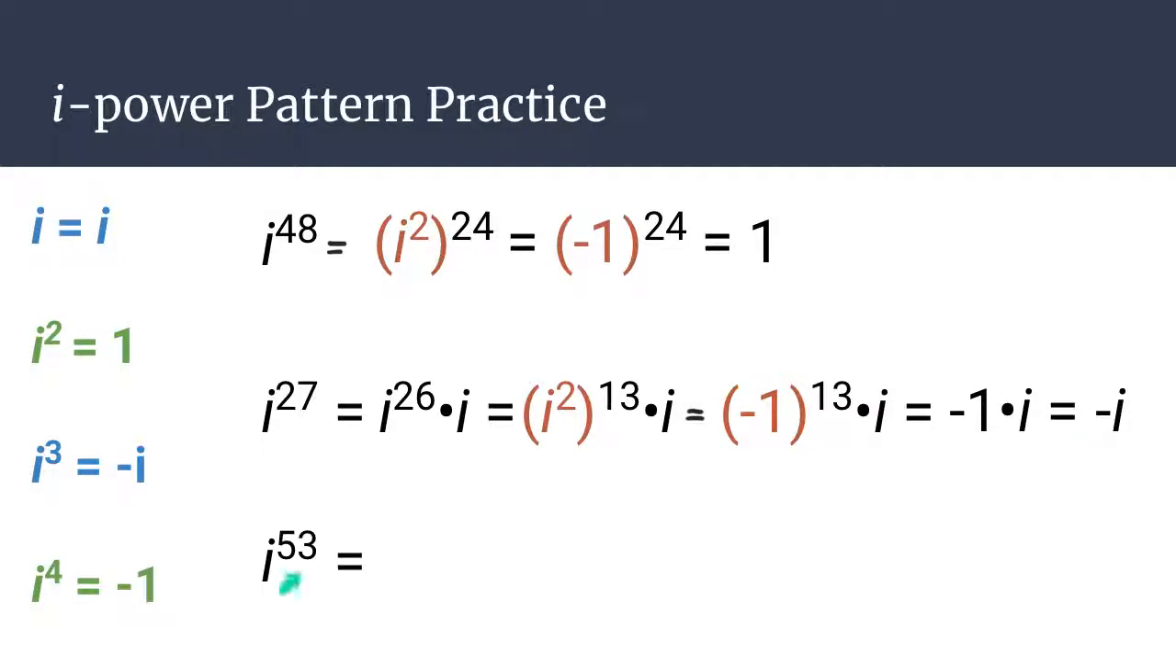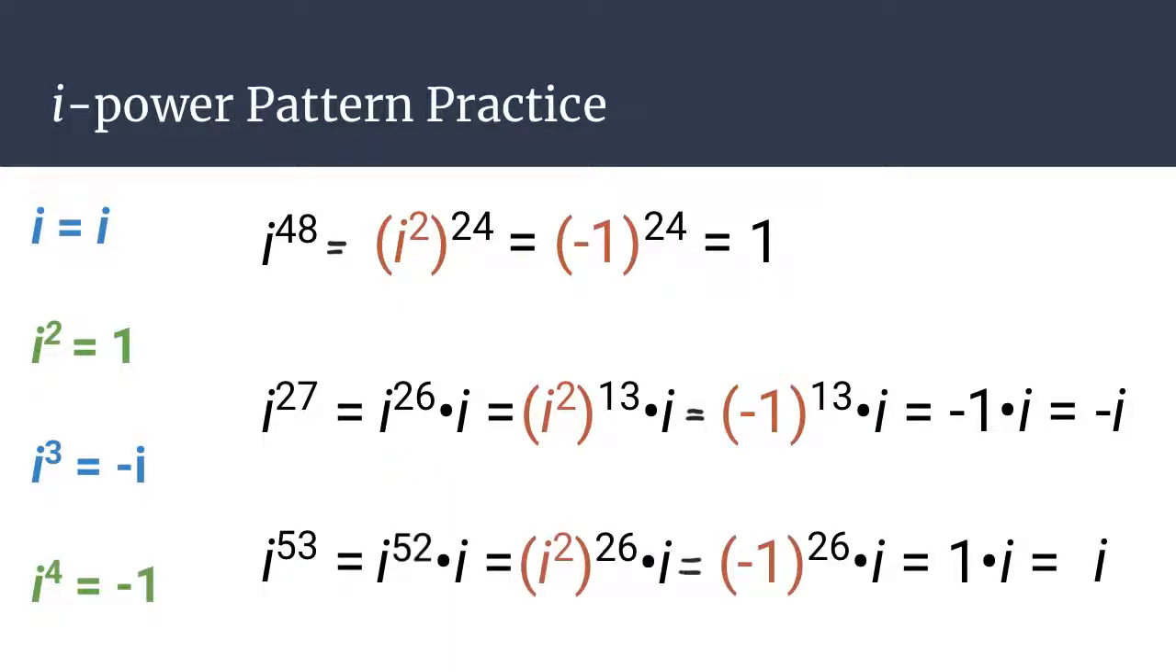Our last example, we have i to the 53rd, also an odd exponent, so you need to pull an i out like we did before. As you do so, what you end up with is i to the 52nd times i, and that adds up to 53. 52 divided by 2 is 26, so you have i squared to the 26th. i squared is -1 again. -1 to an even exponent is +1. +1 times i is a positive i. So all of these answers are going to boil down to one of these four options.